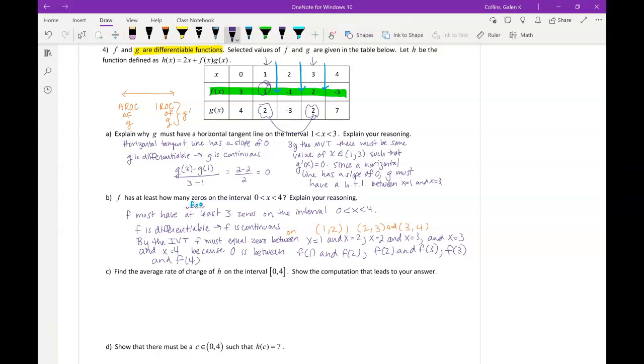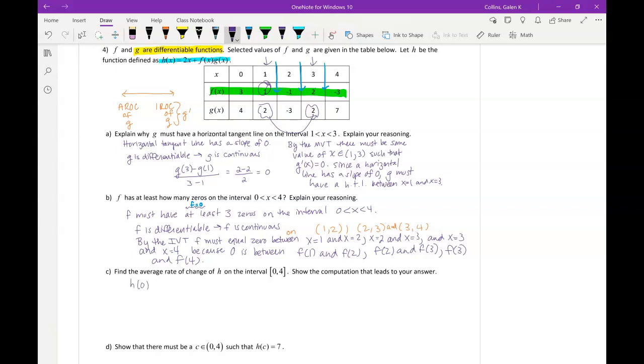All right, part C, find the average rate of change of h. So now we're talking about the third function, h. We want to be real careful that we don't use the wrong function. On the interval from 0 to 4, show the computation that leads to your answer. That's a real fancy way of saying show your work. To me, that does not imply that I need to write a sentence. So again, when I go to do this, before I do average rate of change, I'm just going to find h of 0 and h of 4 first.